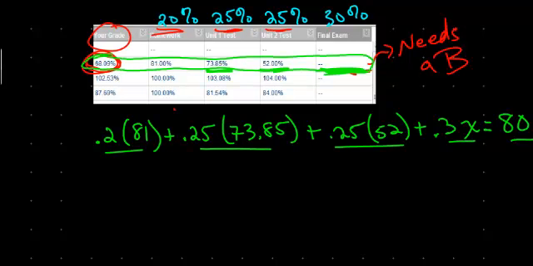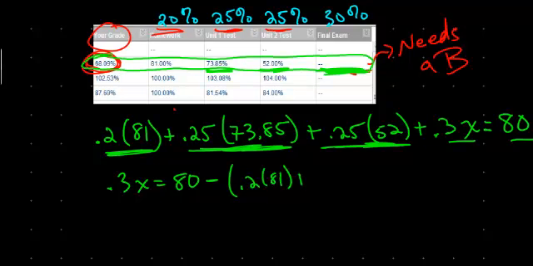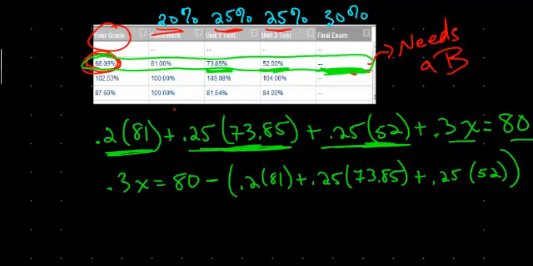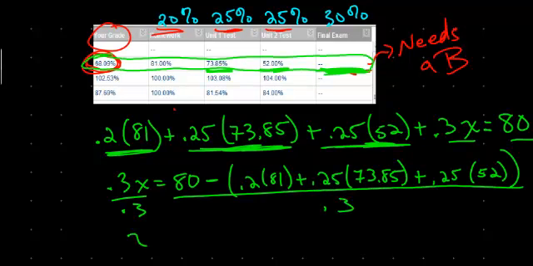Okay? So now it's just going to be simple algebra. You take this piece, that piece, and that piece to the other side and subtract it from 80. So subtract those three terms from 80, so we get 0.3x equals 80 minus 0.2 times 81 plus 0.25 times 73.85 plus 0.25 times 52. Alright? And then we would divide out by 0.3, and we would get what x is going to equal.